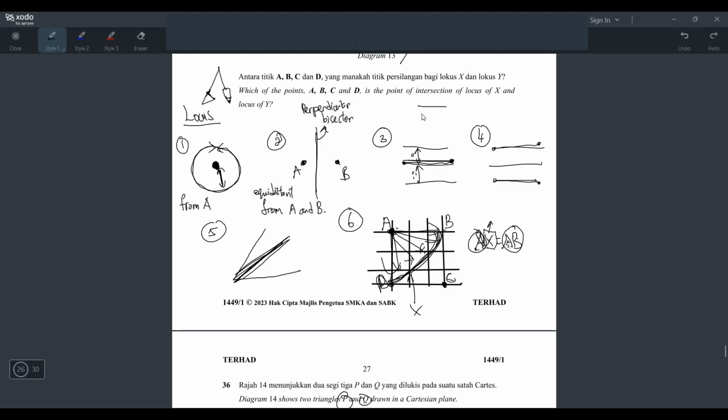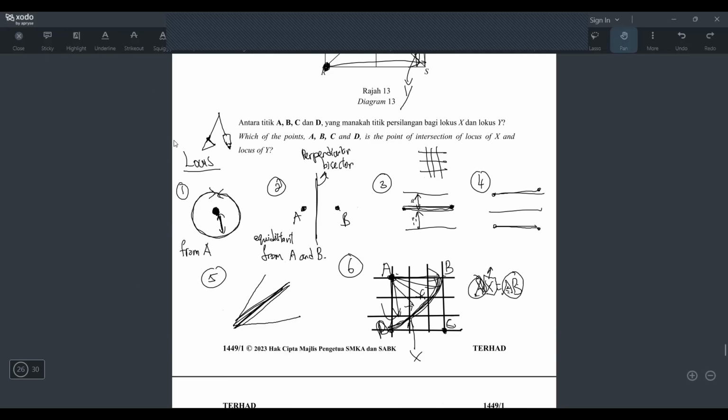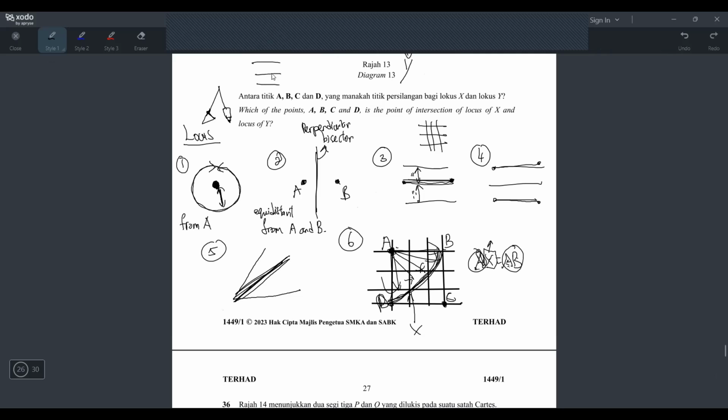You have to use the compass unless there is a square grid in the question. If the question has a square grid, then you can straight away use the squares to draw the perpendicular bisector. Let's say I have 1, 2, 3, 1, 2, 3 like that, and then this point and this point. If you want to draw the perpendicular bisector, you don't need a compass. It's just this line, because with a square grid, it's very simple.